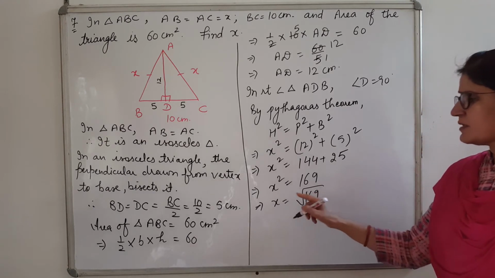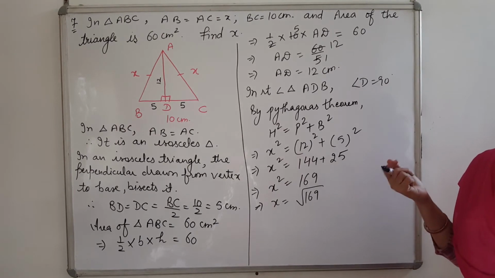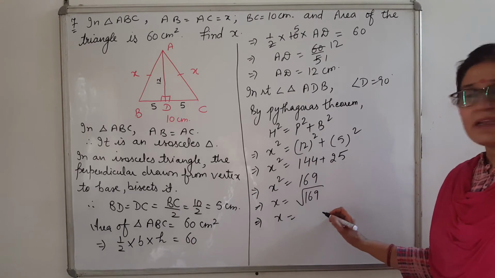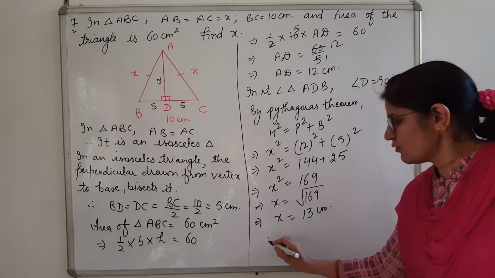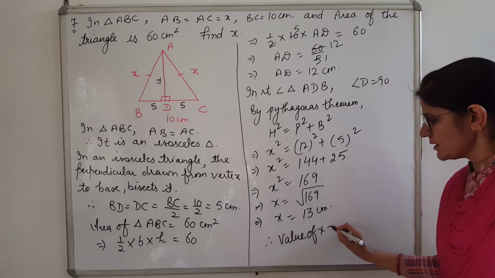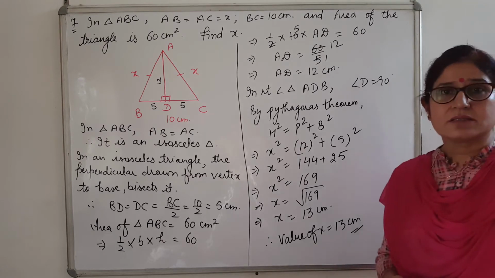The square will go in square root. Here we will not take plus and minus, because minus we can't take. Length can't be negative. So what is the square root of 169? 13. It is in centimeter. Therefore, the value of x is 13 centimeter, and this is your answer.